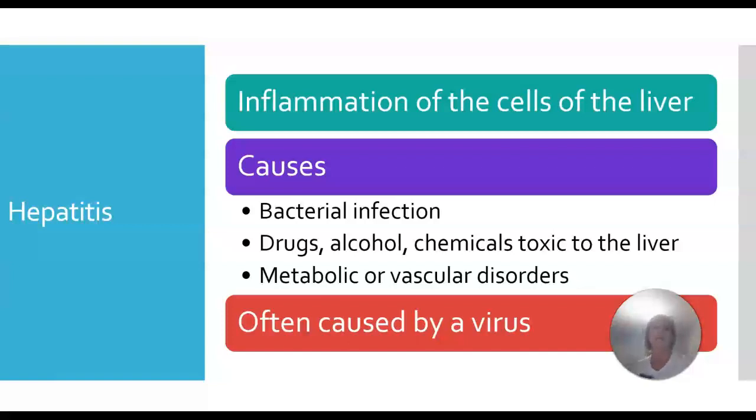A lot of us think about hepatitis B, and when you hear somebody has hepatitis, you think of alcoholism or you think of hepatitis B. Well, there are lots of different reasons for someone to get hepatitis. It can be a bacterial infection that attacks the liver and causes the liver to malfunction. It can be drugs, alcohol, or any chemicals that are toxic to the liver.